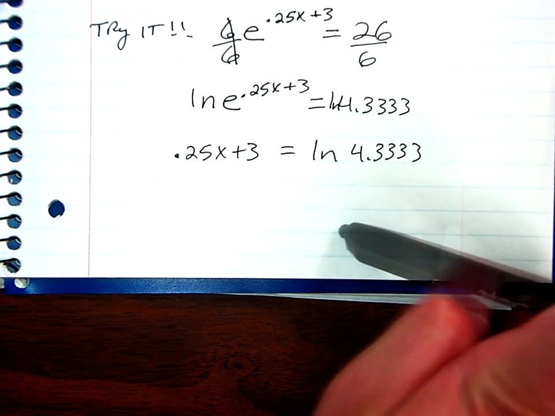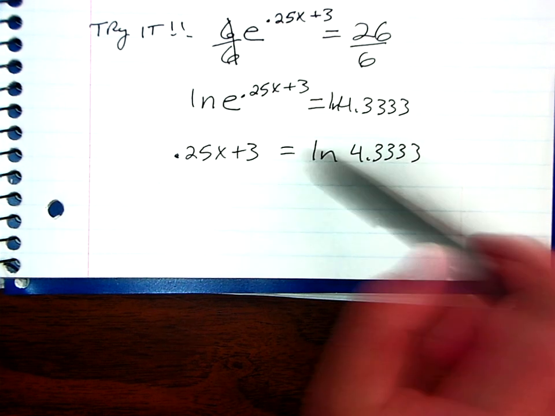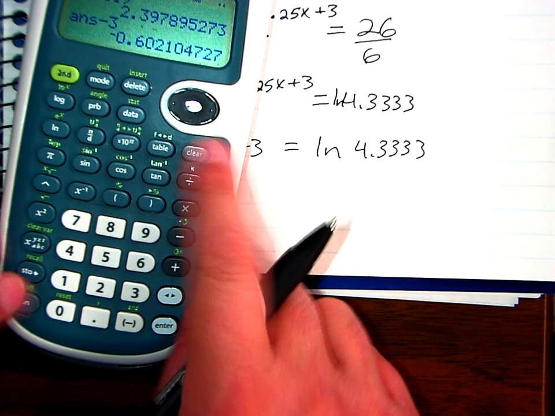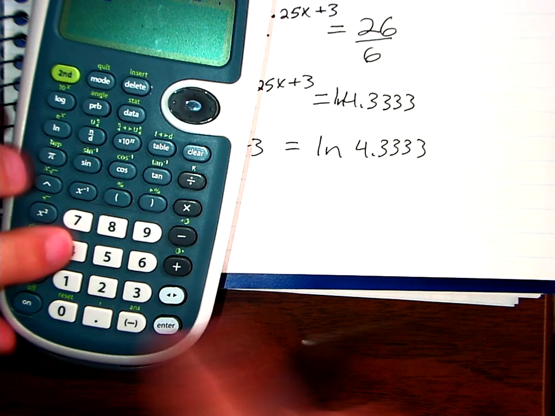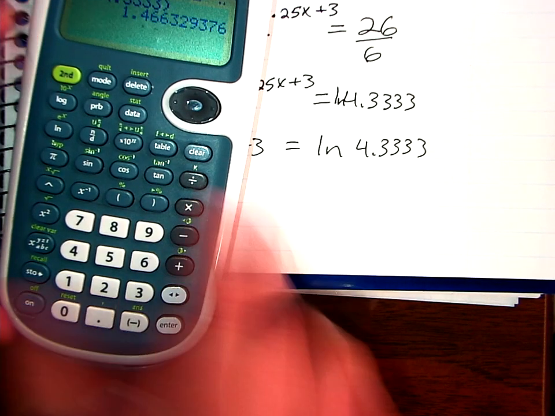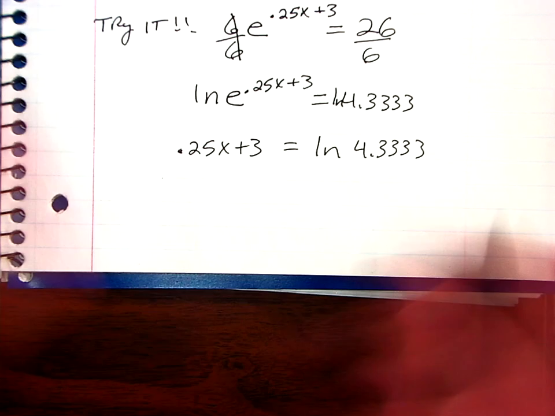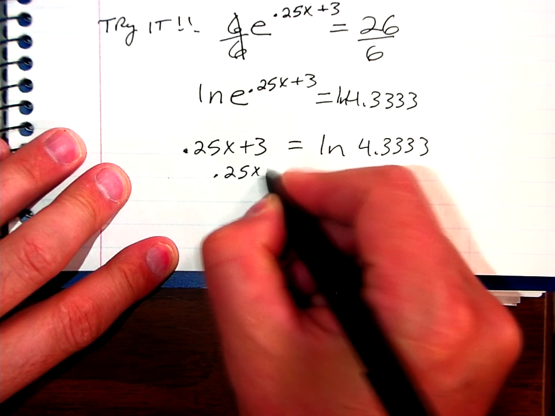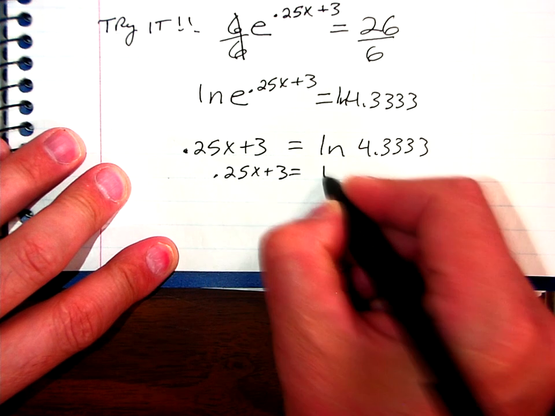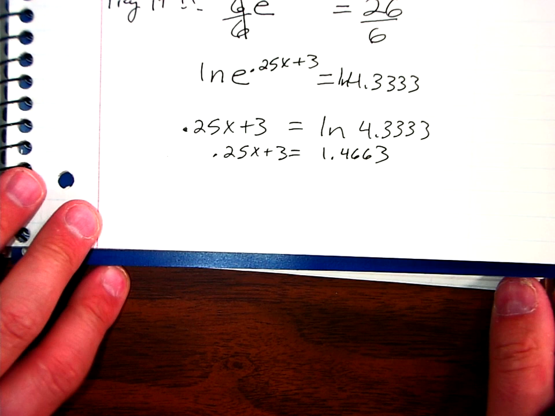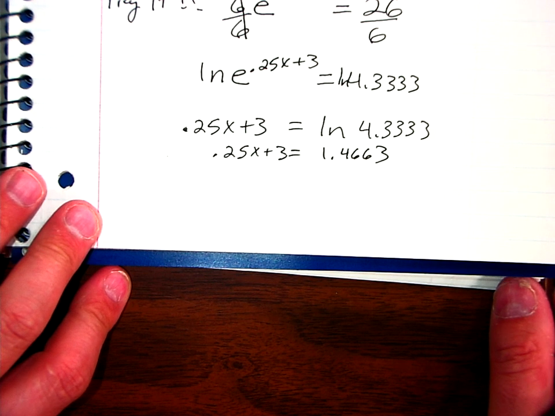Can we convert this into an actual number? Yes. So we're going to get our calculator. ln 4.3333. Enter, and I get a number. So 0.25x plus 3 equals 1.4663. And from there, it's a two-step equation.